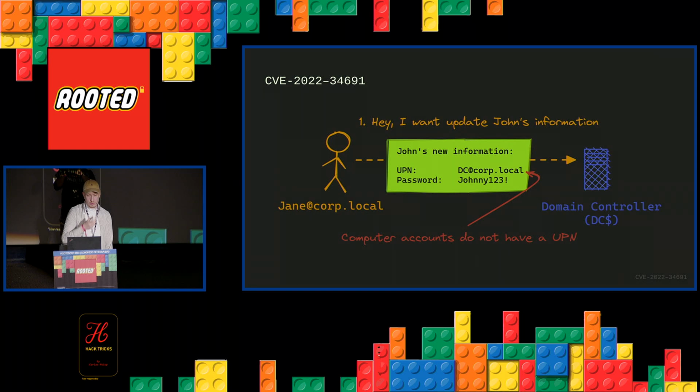And there are two things to notice here that I want to demonstrate. First of all, computer accounts don't have a user principal name. So even if we made it dc$@corp.local, there would be no issue. But on top of that, I'm not even adding the dollar. So let's see how it works out.